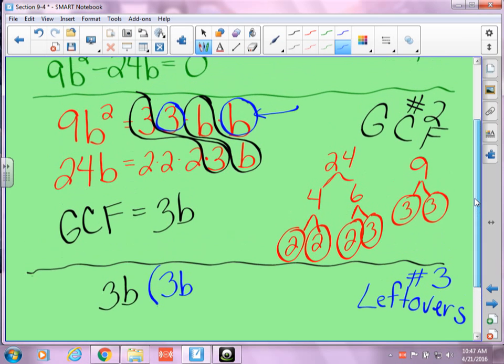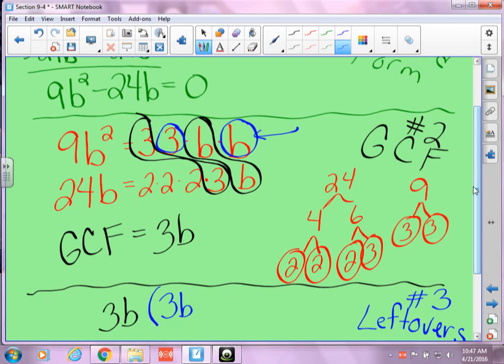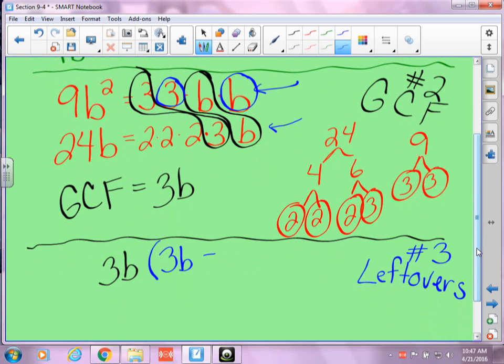Okay, now what sign goes between those? A minus, a subtraction right here. Okay, so I'm going to put a minus. Okay, and now I'm going to look at this. What's my leftovers? 3 2's, which are 8. And set it equal to 0. So 2 times 2 is 4 times 2 is 8. You okay? Questions?